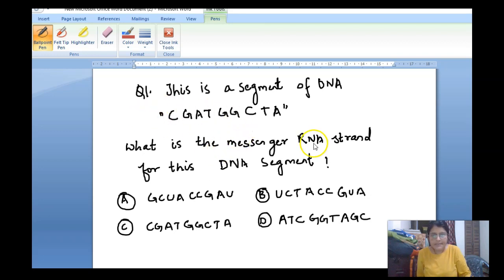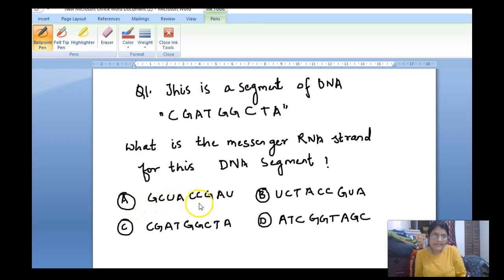Hello students. So I'm going to discuss one of the questions. This is a segment of DNA: CGAT GGCTA. Now the question asks, what is the messenger RNA strand for this DNA segment?